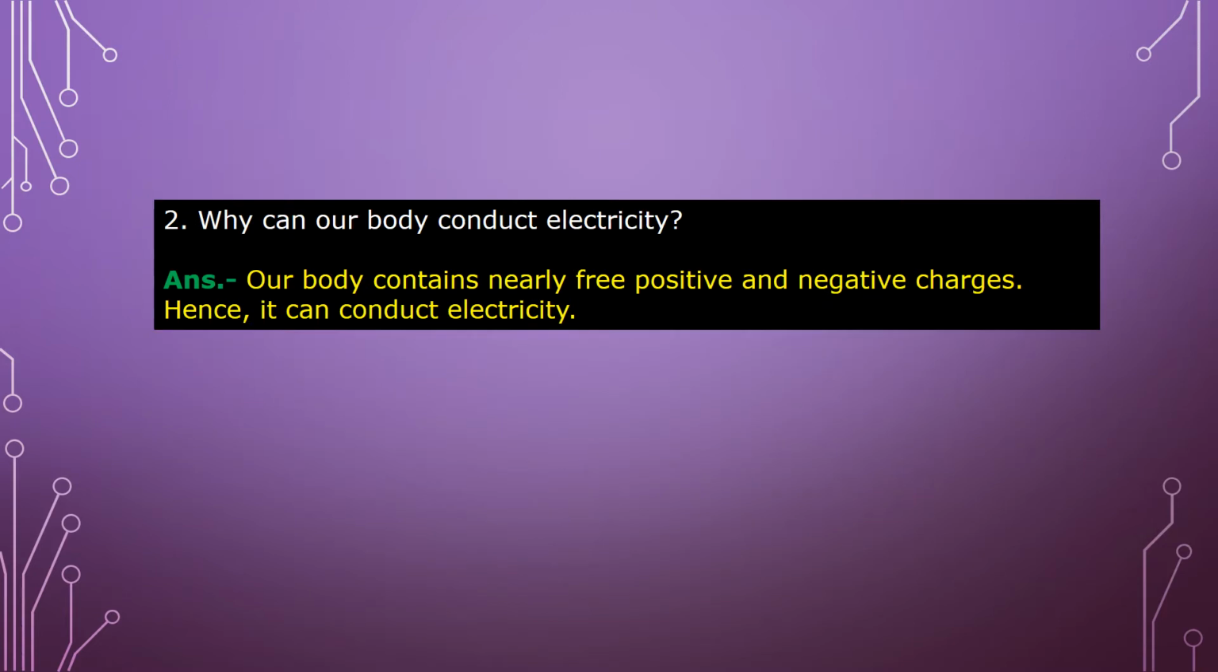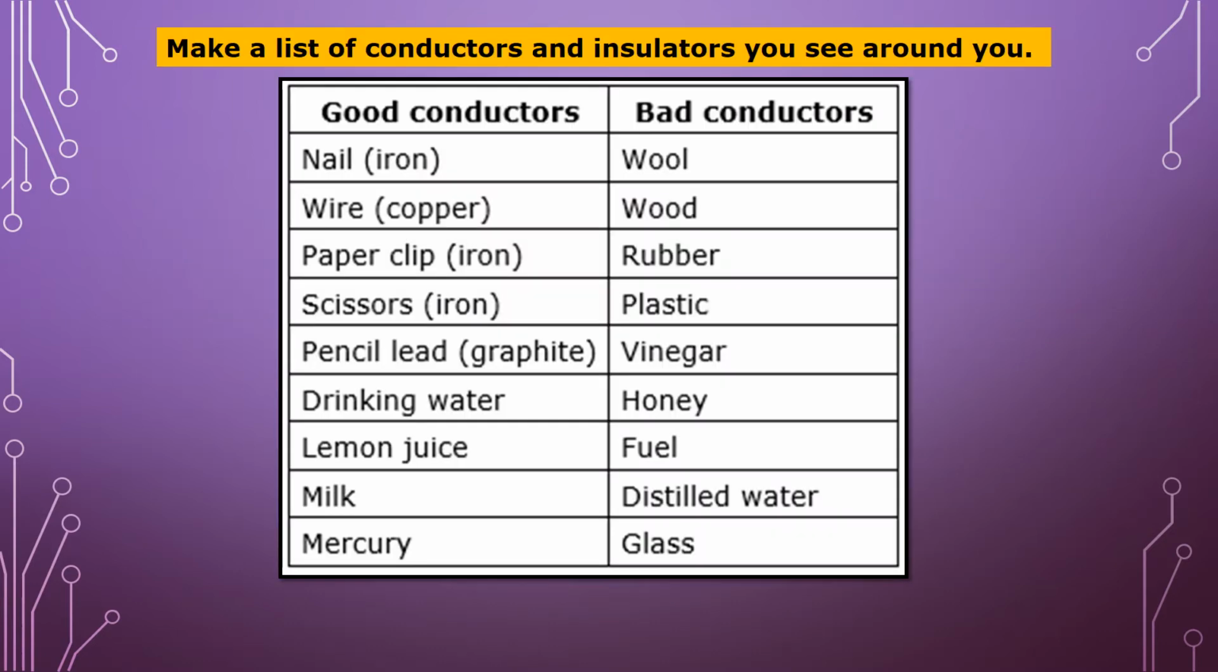Now the second question is there, children. Why can our body conduct electricity? Make a list of conductors and insulators you see around you. Our body contains nearly free positive and negative charges, and hence it can conduct electricity, because in our body, children, there is a presence of positive and negative charge, and negative charge means electrons. So from these negative charges, or these electrons, there is a passing of electric current, and due to that our body can conduct electricity. Now make a list of conductors and insulators you see around you.